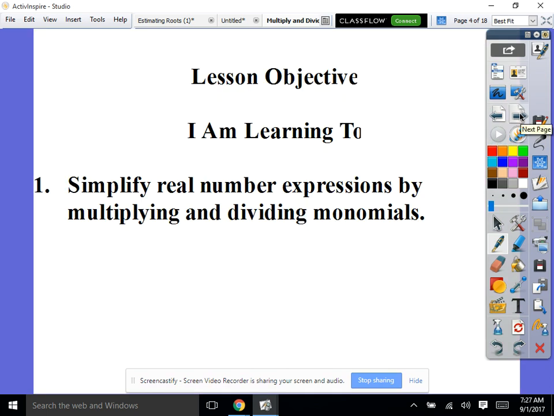Your lesson objective. I am learning to simplify real number expressions by multiplying and dividing monomials. You need to pause the video and write that on your notes.